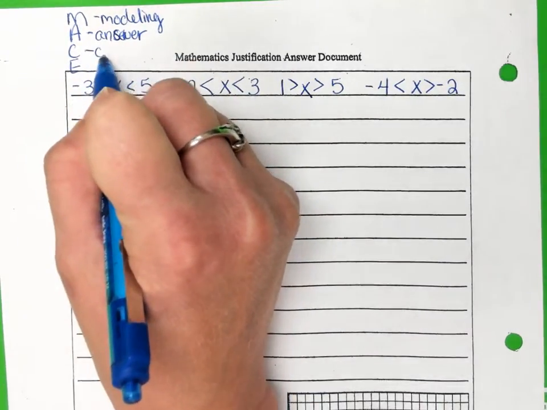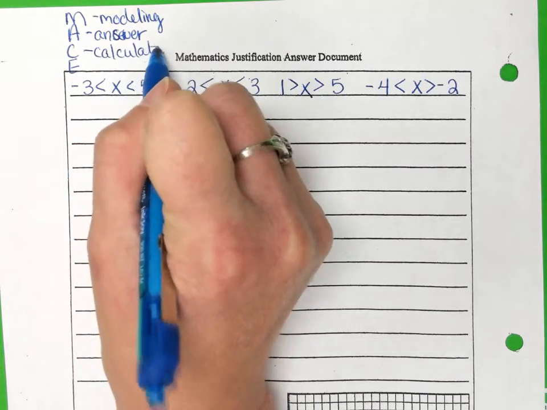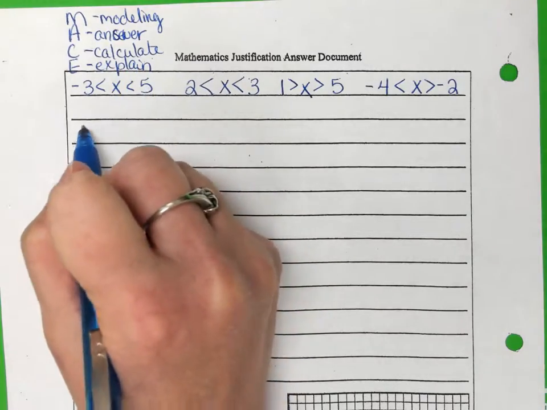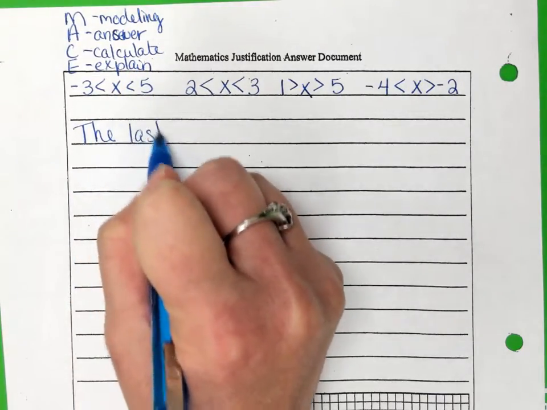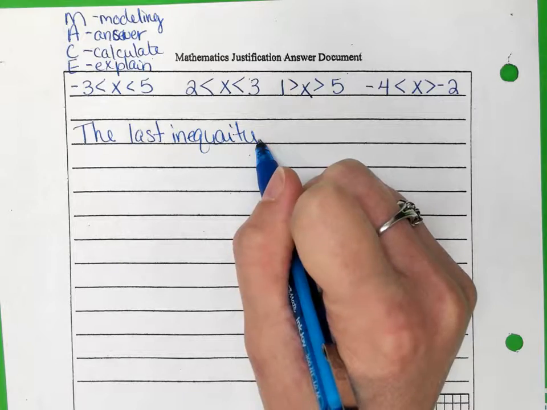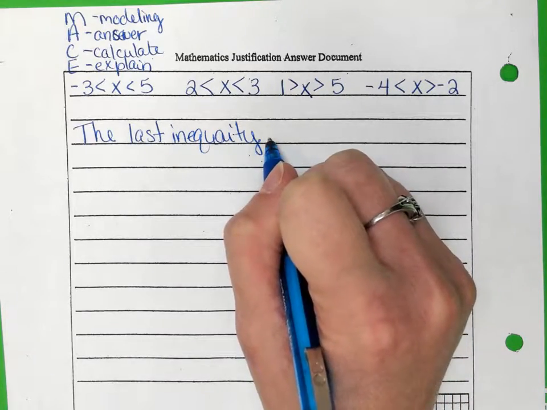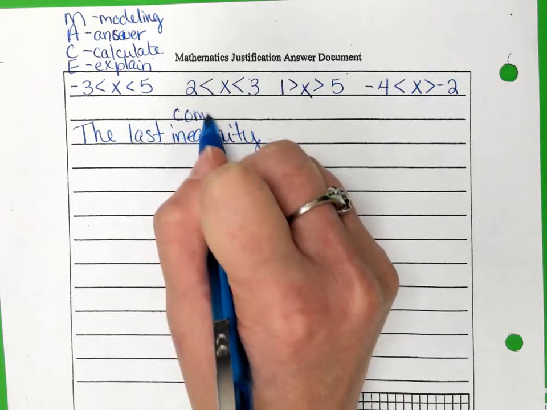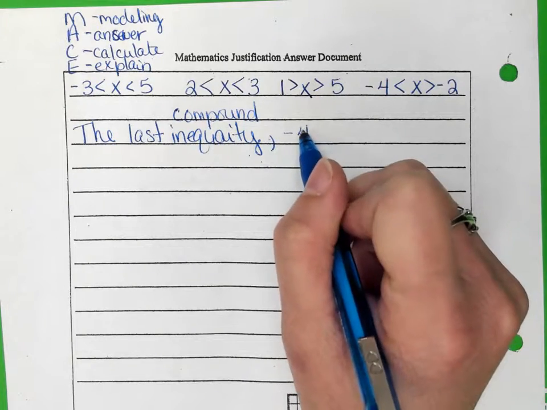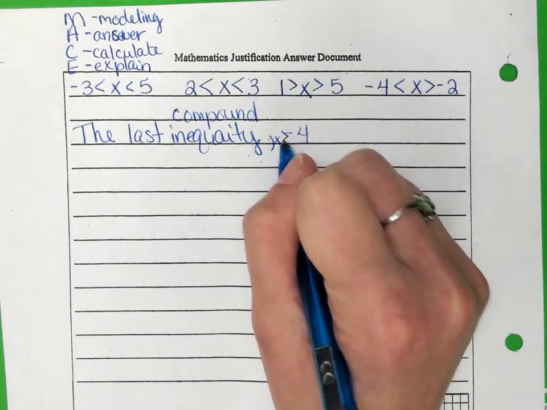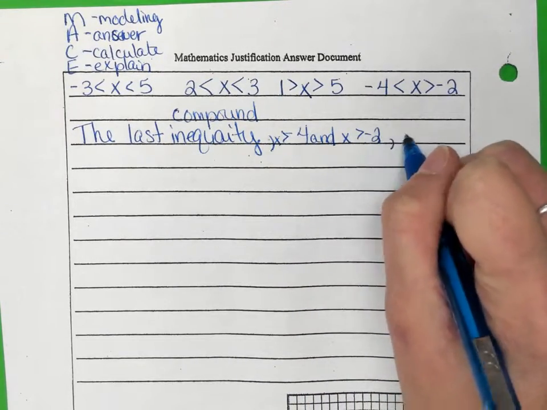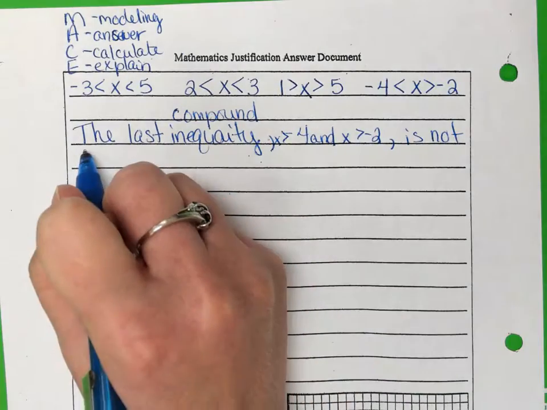So we don't have, C stood for calculate. There's nothing to really calculate in this problem, right? So then we're going to explain, okay? So we can say the last inequality. Remember, we like to use that vocab, right? So we're not going to say the last one. We're going to say the last inequality, or should we say compound inequality? We really should say that. And then we'll see -4. X is greater than -4, and X is greater than -2, is not like the others.